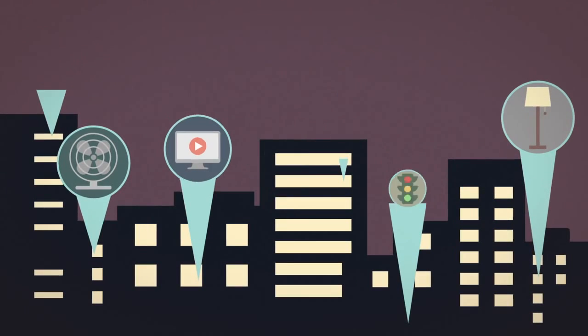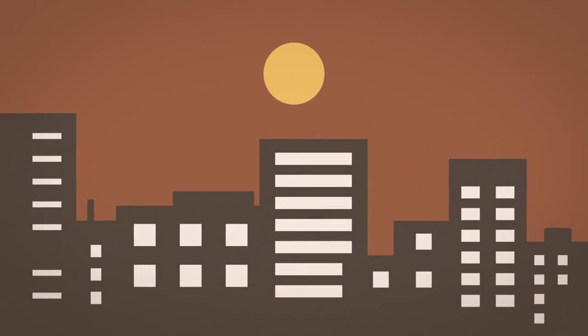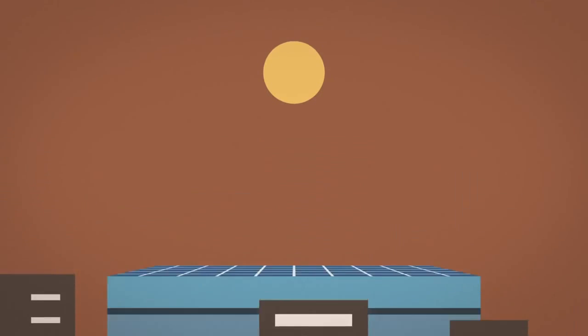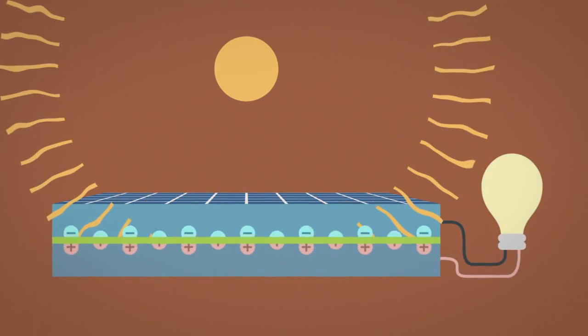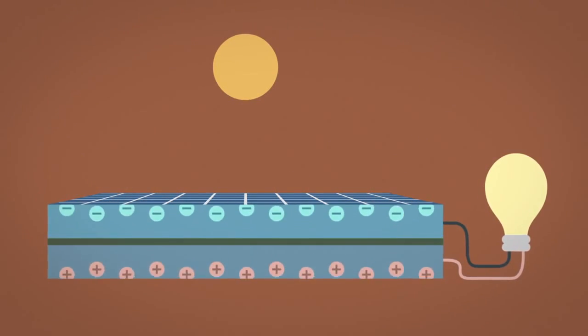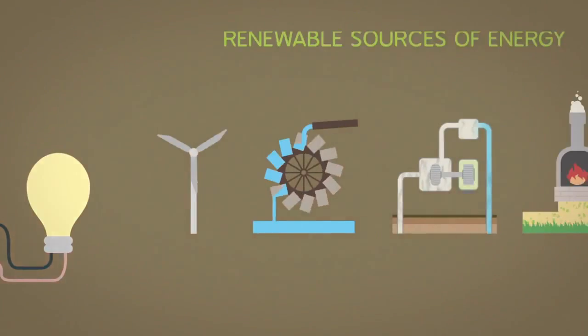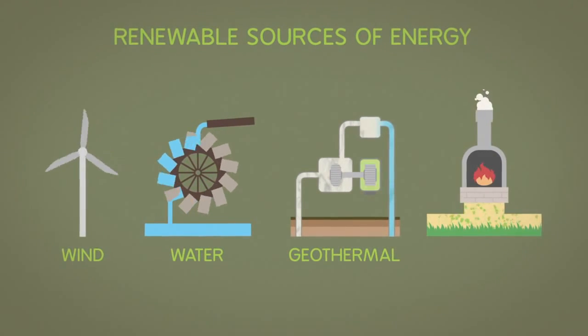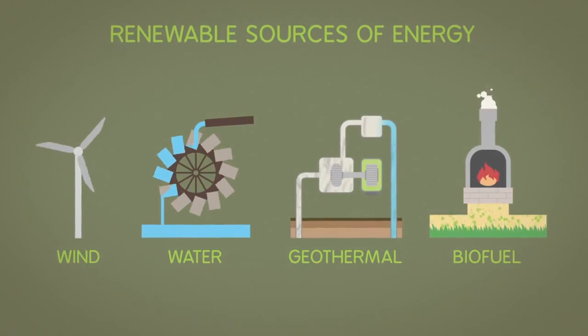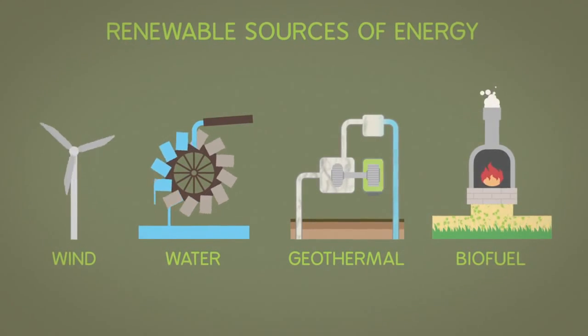Fortunately, we aren't limited to burning non-renewable fossil fuels to generate electricity. Electrons can also be induced to flow by direct interaction with light particles, which is how a solar cell operates. Other renewable energy sources, such as wind, water, geothermal, and biofuels, can also be used to generate electricity.